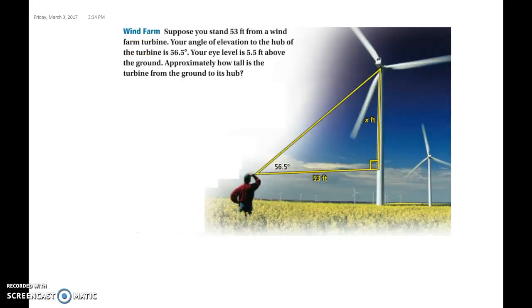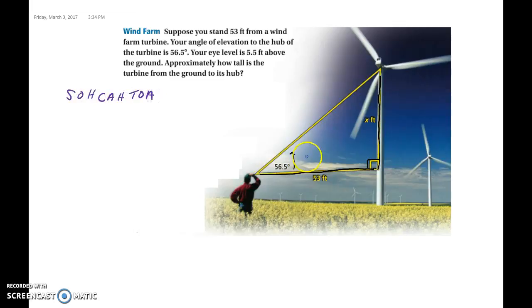All right, the first example is, suppose you stand 53 feet from a wind farm turbine. Your angle of elevation to the hub of the turbine is 56.5 degrees. Your eye level is 5.5 feet above the ground. Approximately how tall is the turbine from the ground? So here's the person standing looking out. They're looking up at an angle of 56.5 degrees. All right, so since his horizontal line of eyesight and a vertical height represent 90 degrees, this means that we can use our SOHCAHTOA to solve.